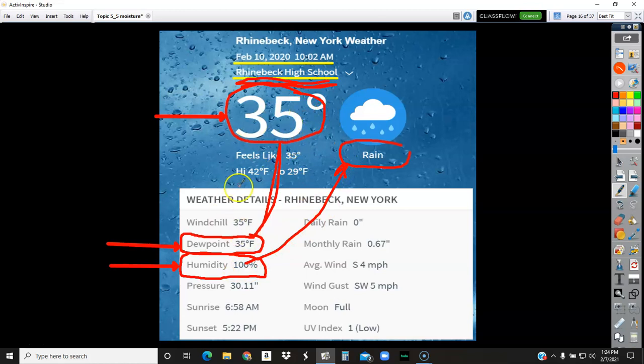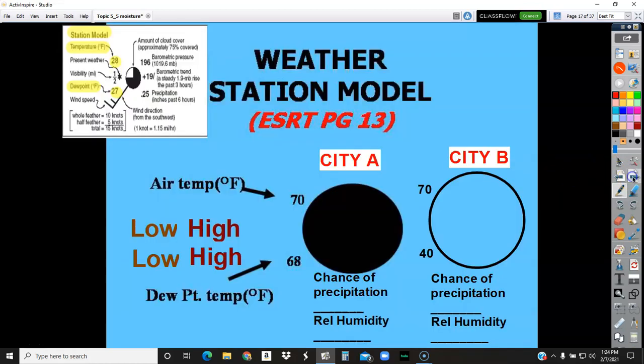So all of these things are kind of interconnected. When you see these numbers the same, that makes this jump to 100, which makes this cause some kind of precipitation. In this case, it was rain because it was above 32. Right? It wasn't snow.